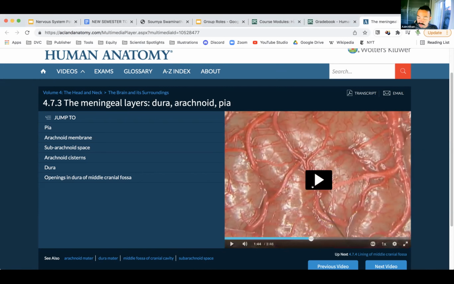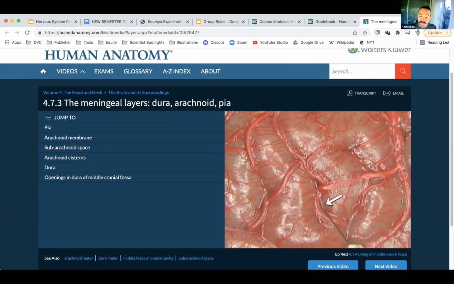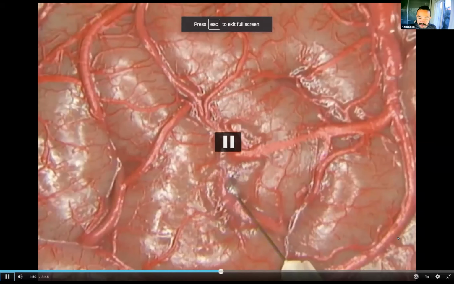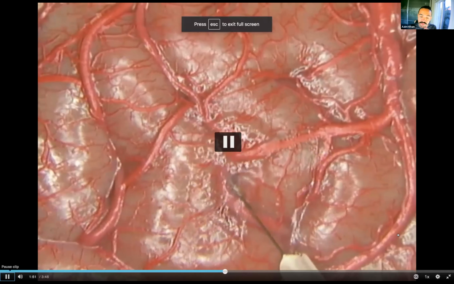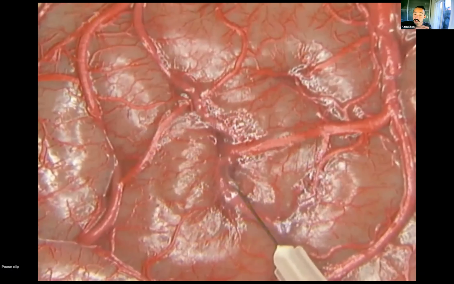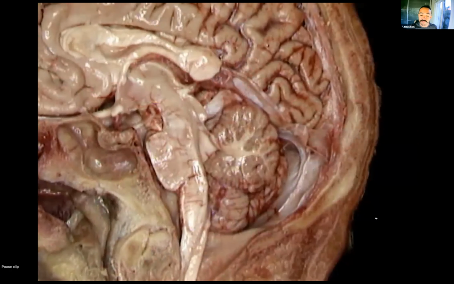What they've done, we're zooming into a brain, and there is arachnoid on top of this brain. They're going to inject just deep to the arachnoid mater, and you can see this subarachnoid space fill up with fluid. The subarachnoid space is filling up with fluid. That's where the cerebrospinal fluid would reside, and how it would drain out to the dural venous sinuses.